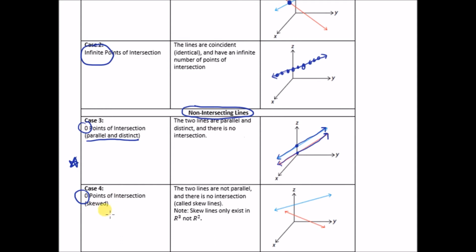This is where we see something new. 0 points of intersection, the lines can be skew. What this means is that the two lines are not parallel, but you can't really tell by the direction vectors, and there are no points of intersection anyways. Skew lines only exist in R cubed. They don't exist in R squared. All this means is that they just lie on a completely different plane. So even though they're not parallel, they still won't intersect.